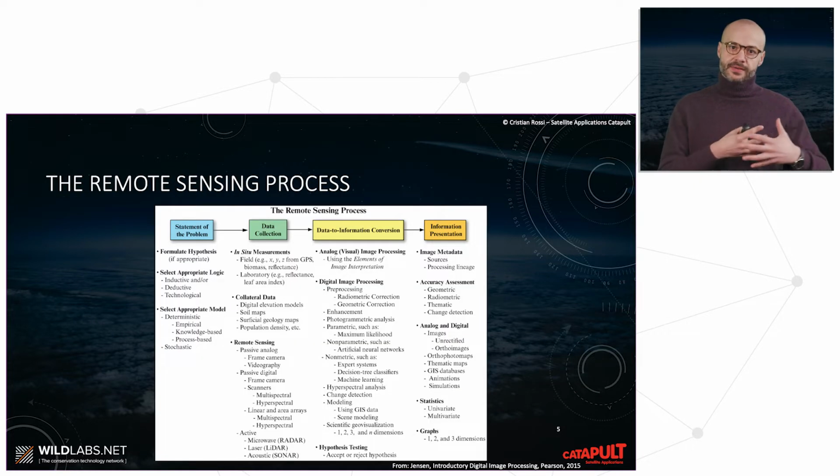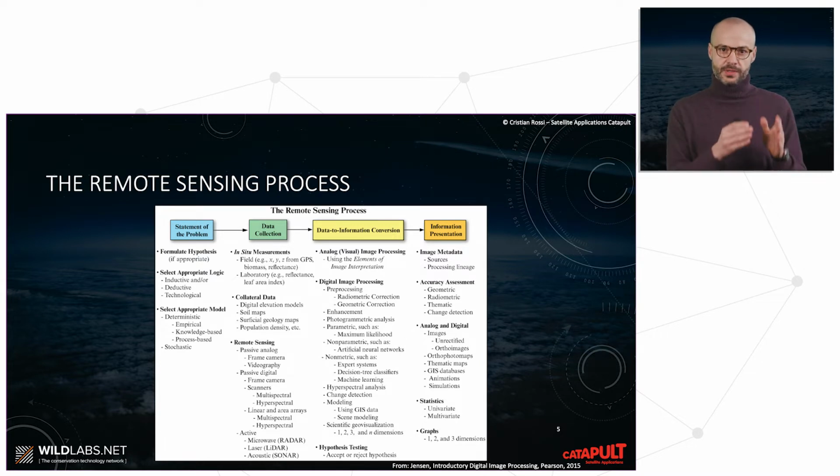Remote sensing has a defined process, which is called the remote sensing process, and this is the core of our lecture. You see this picture taken from a book. You see the reference there, Introduction to Digital Image Processing from Jensen. This is a book that I'm using in my lectures, and you will see several figures from this book throughout this series. So let's have a look specifically at the remote sensing process.